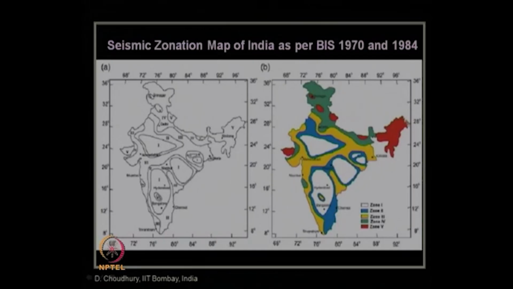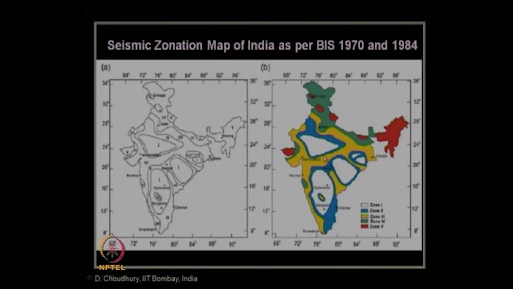So, this colored picture shows the 4th revision, the 1984 version, of the Indian code IS 1893 part 1. You can see here it has been subdivided into 5 zones, zone 1 to 5, where zone 1 is the least hazardous zone and zone 5 is the maximum or most hazardous zone. So, these red color zones are the most hazardous ones, whereas the white color zones are the least hazardous ones.